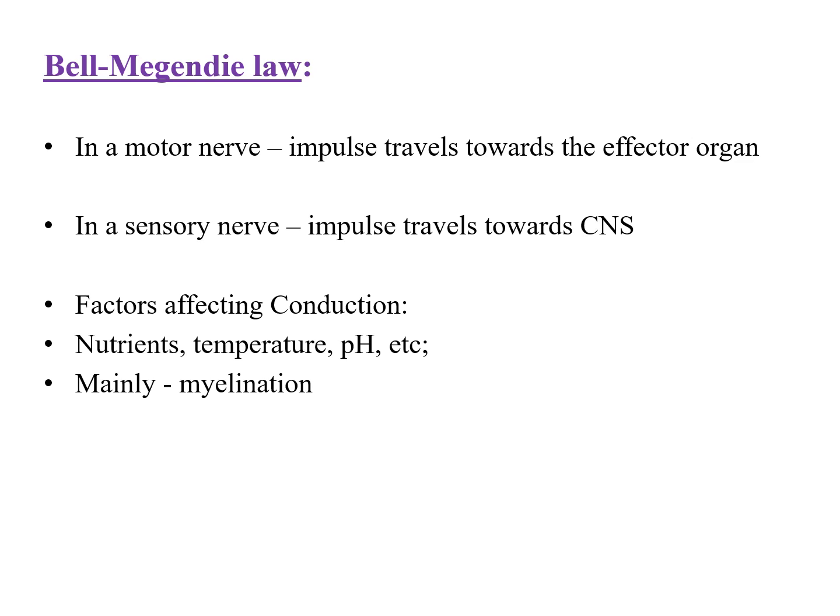What does Bell-Magendie law explain? In a motor nerve, the impulse travels towards the effector organ. It is a standard one, always fixed, constant. In a sensory nerve, the impulse travels towards the central nervous system. Basically, the Bell-Magendie law explains that the sensory nerve carries impulses from the periphery to the central nervous system, and the motor nerve carries impulses from the central nervous system to the periphery. That's the Bell-Magendie law.